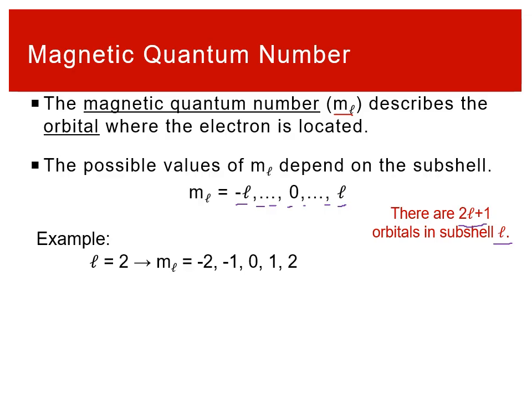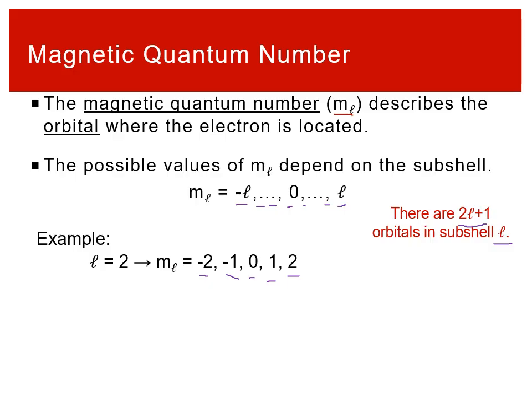Okay, so for example, L equals 2. We would call that a D-type subshell, right? So if L equals 2, then the lowest possible value is negative 2, and the highest possible value is 2. And you just count up by 1. So negative 1, 0, and then 1. So go one at a time. And so that's the overall track that we would see.